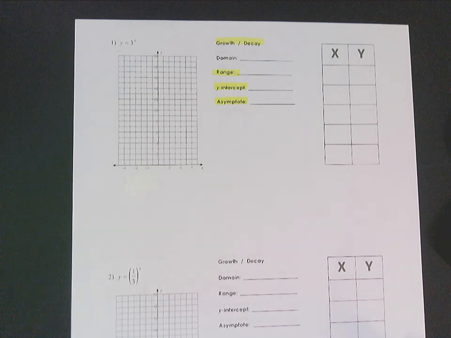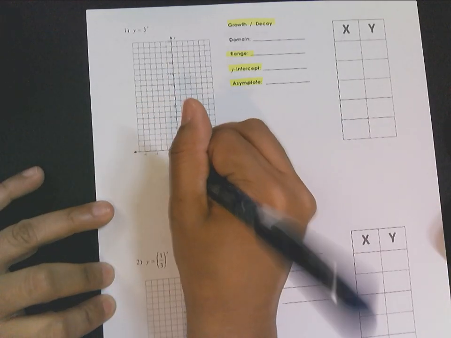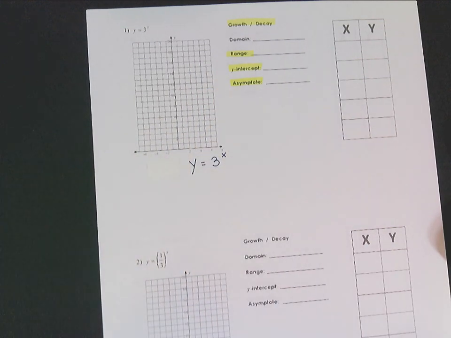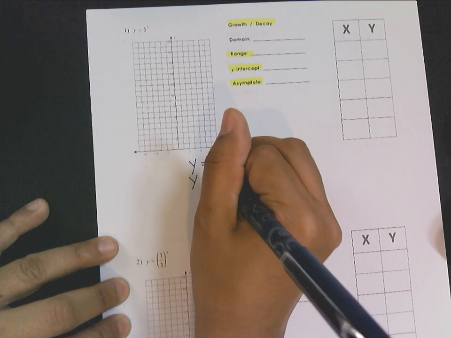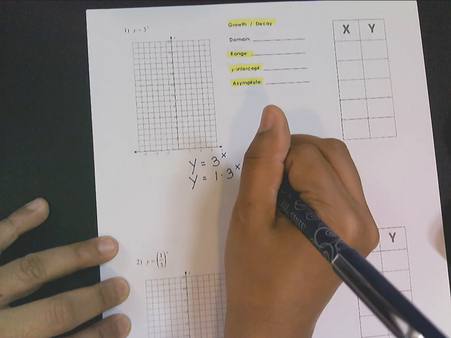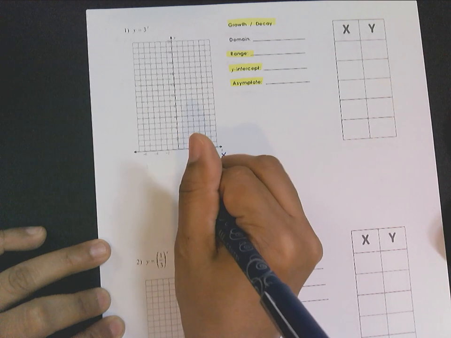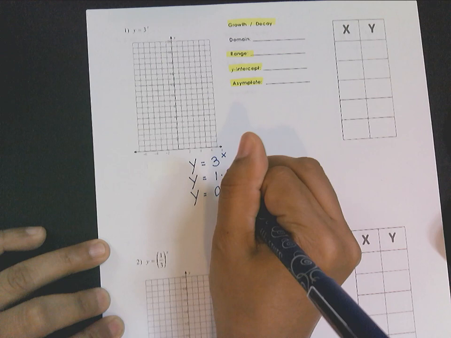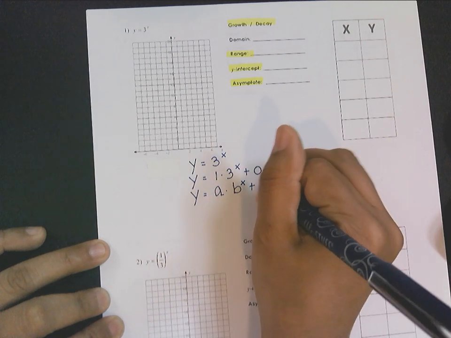So I'm going to start off with the very first one. And so in the very first one, my equation is y equals 3 to the power of x. And I'm going to alter it a little bit, and I'm going to put it as y equals 1 times 3 to the power of x plus 0. And the reason I did that is because then underneath, I'm going to put y equals a times b to the power of x plus your asymptote.